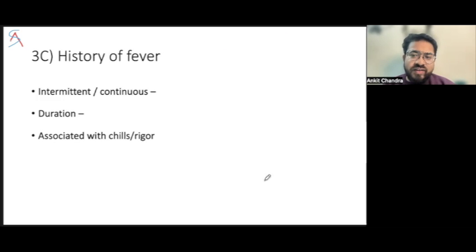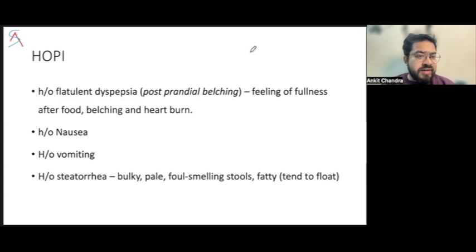Then you look at the fever. Fever, I already told, is part of Charcot's triad. Due to a CBD stone, there might be infection, secondary infection. Then there is your other history of presenting illness like postprandial belching. There is a feeling of fullness after food, there is belching, there is heartburn. Flatulent dyspepsia could be there in gallbladder related disease, and you have to look for the history of nausea, vomiting, and steatorrhea.